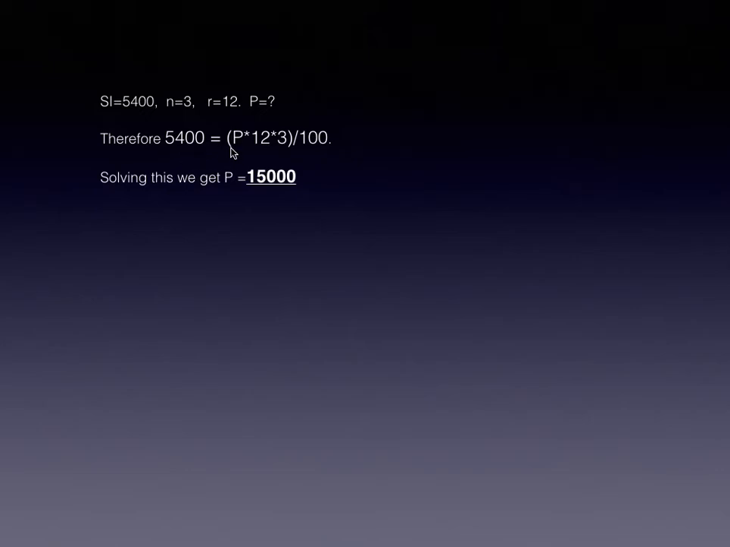Therefore 5,400 is equal to P into 12 into 3 by 100, and P is equal to 5,400 into 100 by 36, that is 15,000. That is option C. 5,400 into 100 by 36: 36 is 2 into 18, 54 is 3 into 18, therefore 18 and 18 cancel, so 300 into 100 by 2, which gives us 15,000.